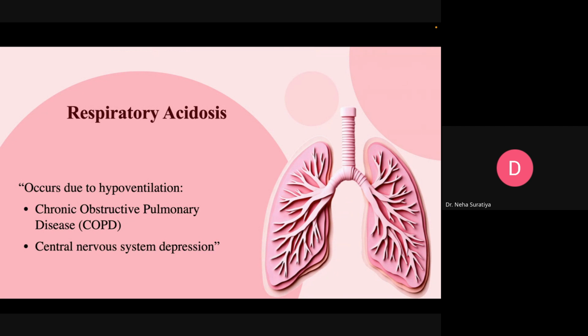So this occurs due to hypoventilation. Okay, hypo means decrease, right? Very common with COPD. And central nervous system depression is also common with respiratory acidosis. It is acidosis, so pH will drop, and it is respiratory. That means the partial pressure of carbon dioxide will also be affected, right? So this is respiratory acidosis.